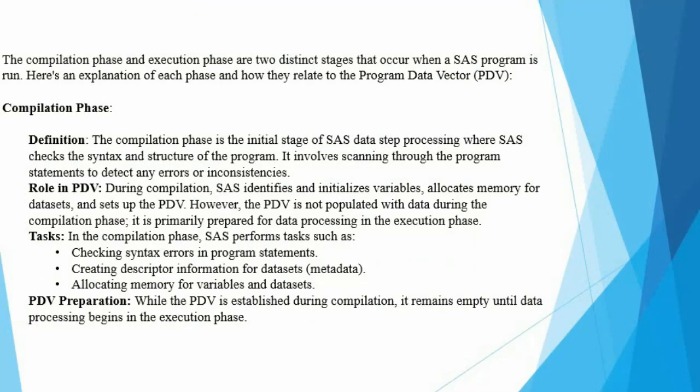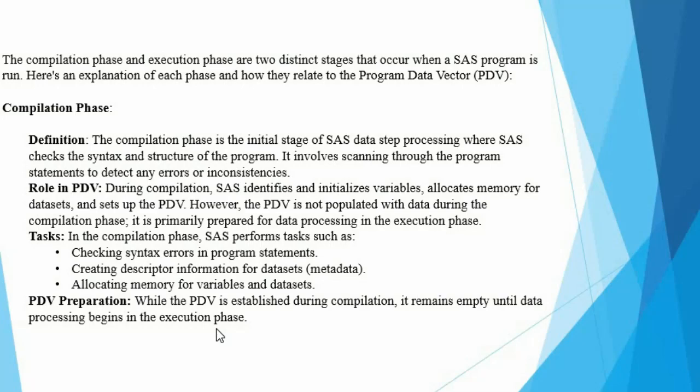As I told you, the data step processes in two phases, the compilation phase and the execution phase. Before I go through the definition, first imagine you are giving instructions to a robot, right? Before the robot can start doing anything, it needs to understand your command, right? That is exactly what happens during the compilation phase in SAS. So SAS checks every line of code that we have written to make sure it makes sense and is free of mistakes. It's like having a super smart proofreader for our program.